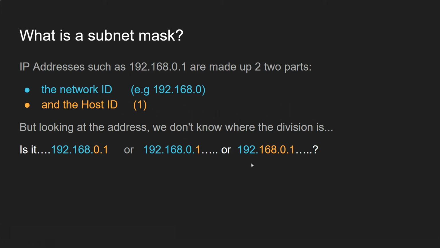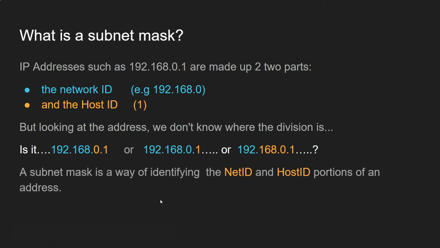A subnet mask is a way of identifying where the network ID ends and where the host ID begins, so that we know which bit is the network and which bit is the host. Now, why do we need that?